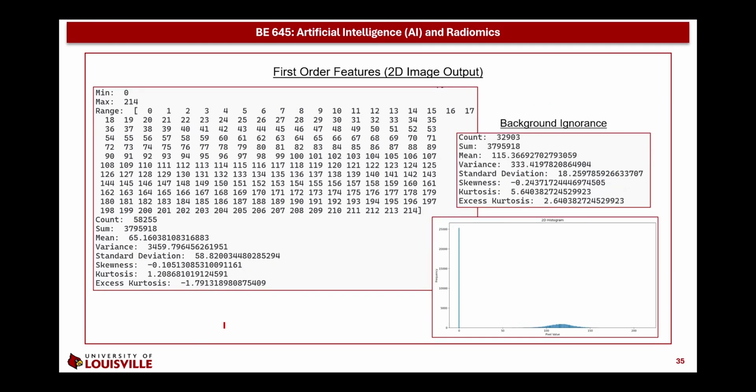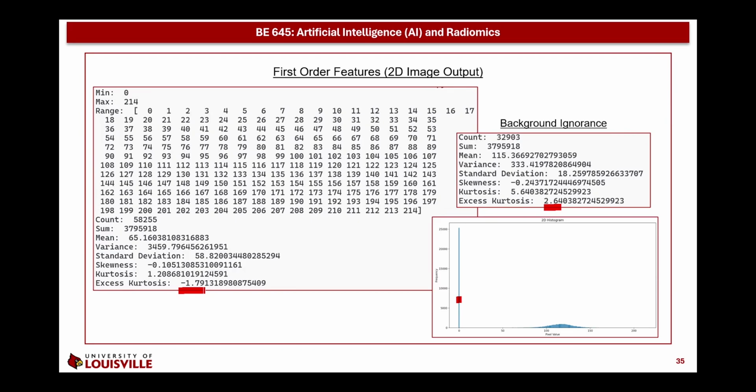But if you didn't ignore the background, as we saw, it will be included in calculating the features, and this can change the output dramatically. For example here, the excess kurtosis changed from 2.6 by ignoring the background to negative 1.79 by including the background.